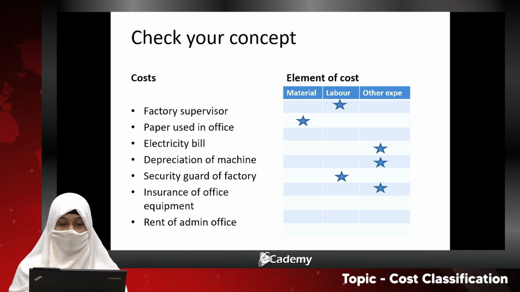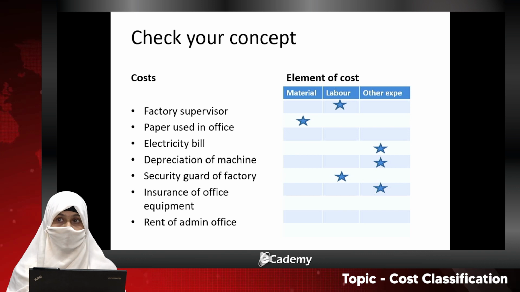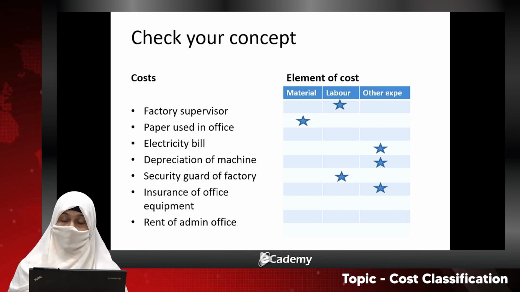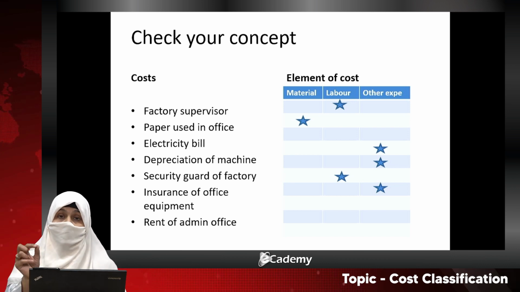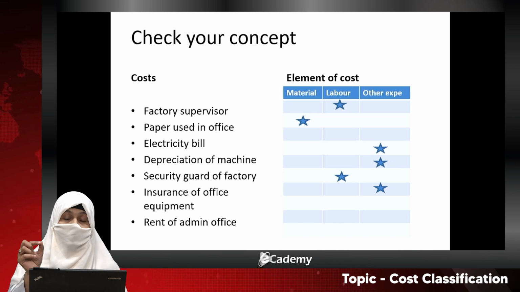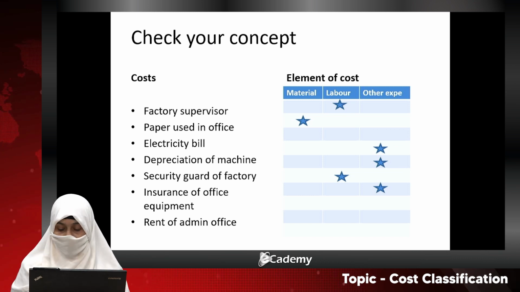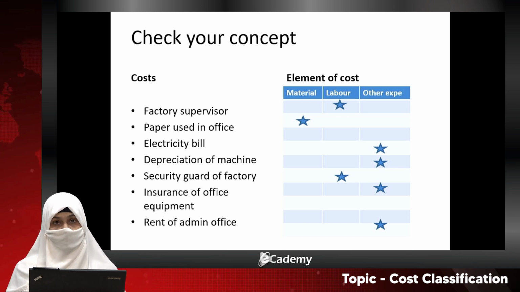Insurance of office equipment, it is not material because insurance is something else. Likewise, a few students claim that we are insuring an asset, which is a thing. It's not about what you are insuring, it's about what you are paying for. You are paying for an insurance expense, and after paying, you are not getting any human services or anything. So it's other expense as well. Rent of admin office, rent expense is again other expense. It's not a material, it's not a labor.